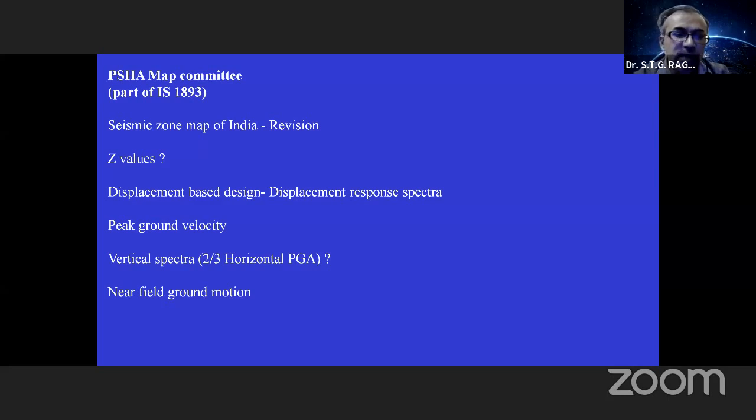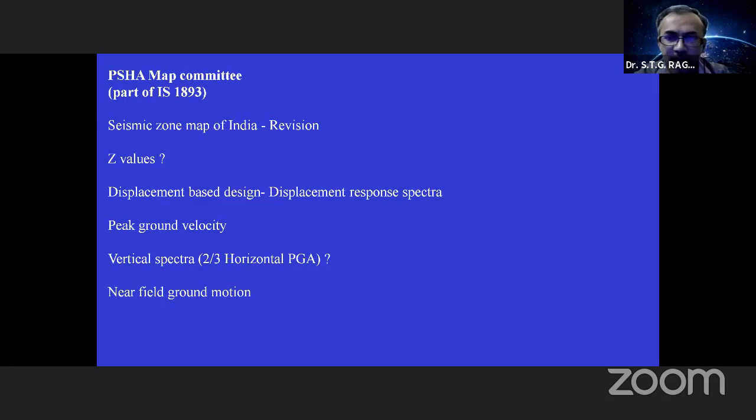As Professor CVR mentioned, displacement based design is going to be used in our future IS codes. We have already started working on it, that is, on the inputs required for displacement based design, namely displacement response spectra. I will be showing you these results also. Then peak ground velocity, which is very important for energy based design, as CVR mentioned in his lecture. I will show you some of these issues, and then some more interesting things in this lecture.